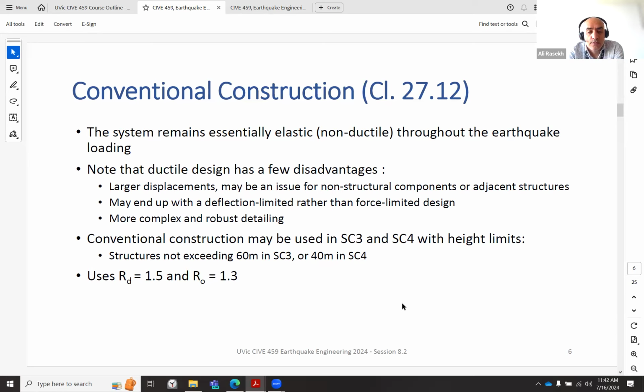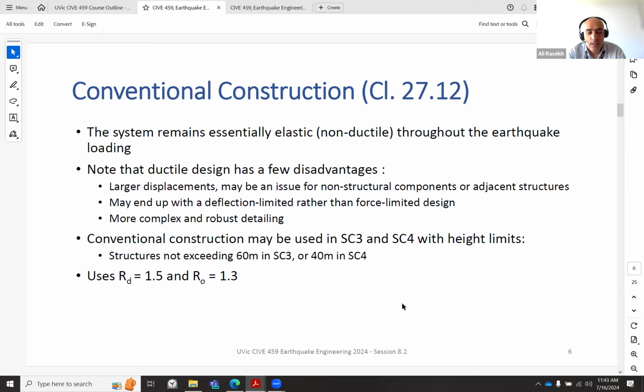That also agrees with engineering judgment. When you make it too ductile, it moves a lot, and therefore non-structural components or adjacent structures might be harmed. And therefore, sometimes you have to take a step back and make your structure less ductile, although you will lose on those modification factors.